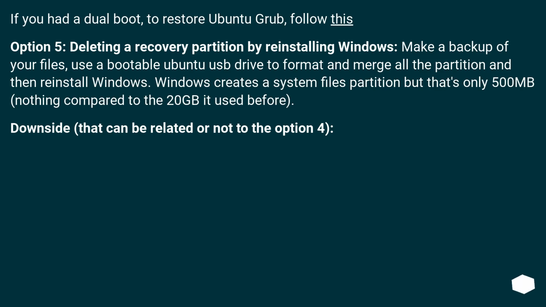Option 5: deleting a recovery partition by reinstalling Windows. Make a backup of your files, use a bootable Ubuntu USB drive to format and merge all the partitions, and then reinstall Windows. Windows creates a system files partition, but that's only 500 MB, nothing compared to the 20 GB it used before.